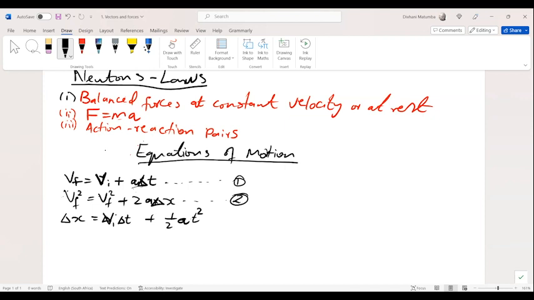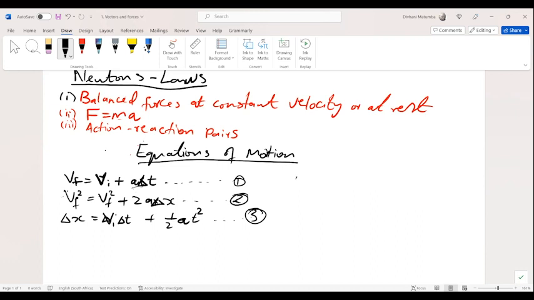But technically, to get this equation, those of you who are going to be in university next year will learn something called integration. If you integrate that equation, you will get the displacement equation. If you integrate a function, what you're trying to do is find the area under that graph.